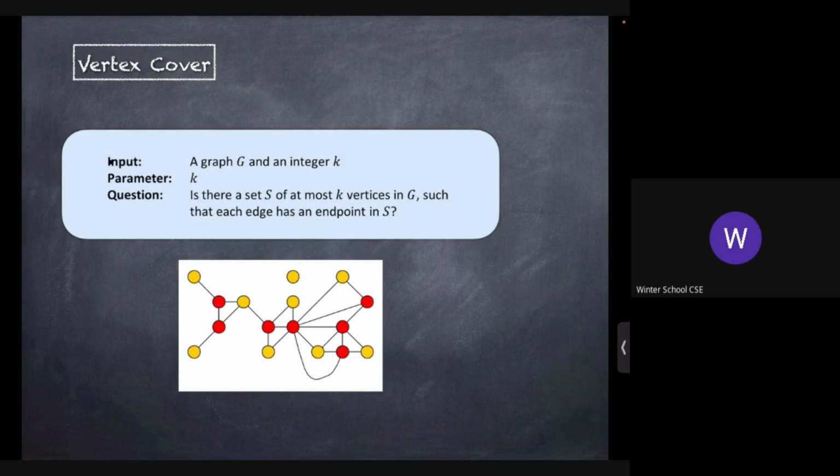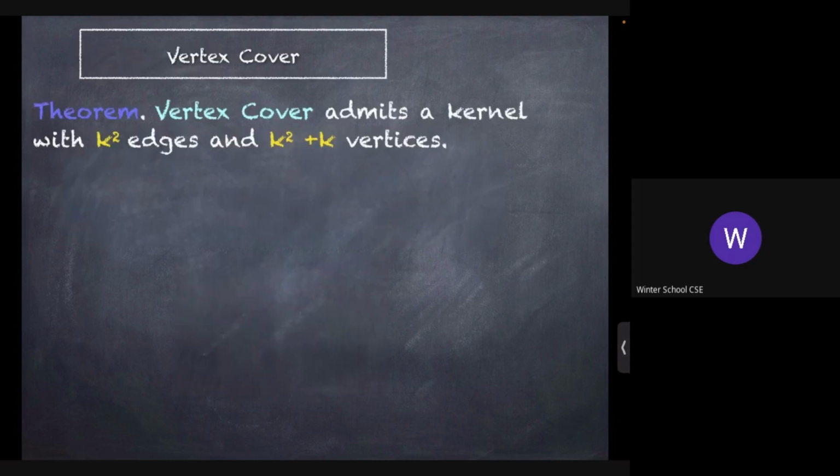So okay, kernel for vertex cover. Again, I don't give the definition of vertex cover. Hope you remember it, right? Okay, so my theorem is that vertex cover admits a kernel with k-square edges and k-square plus k vertices.